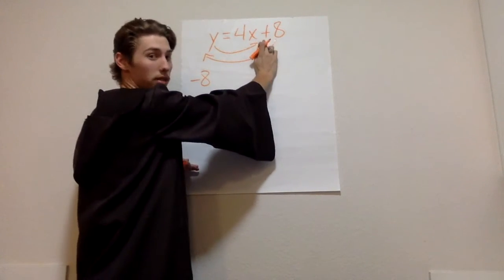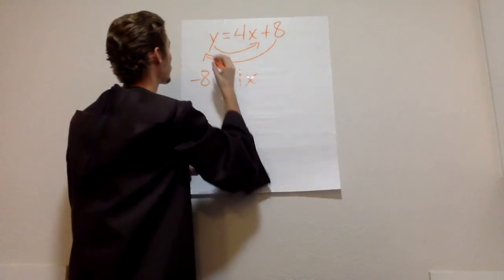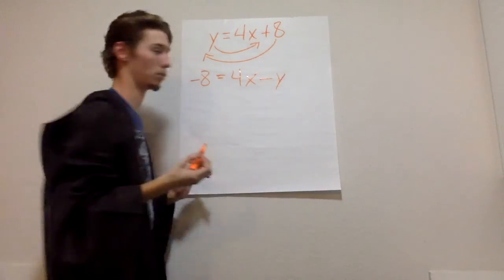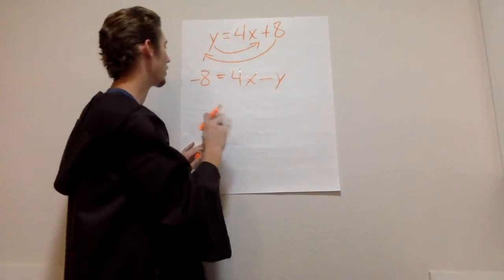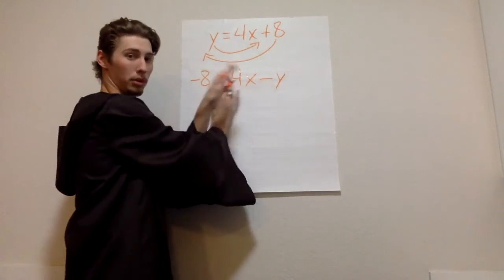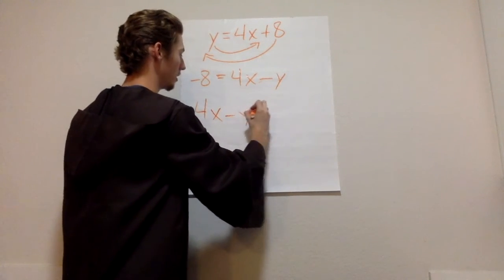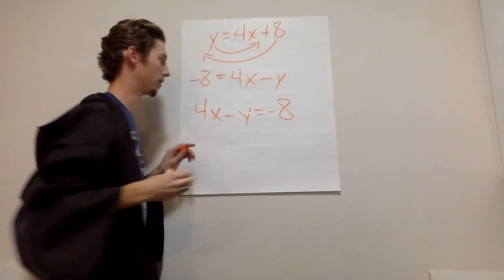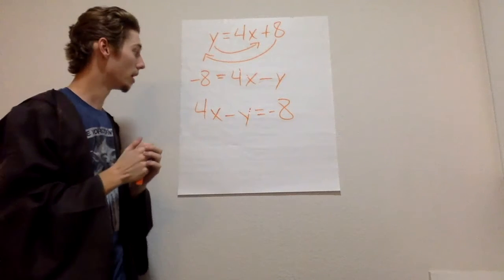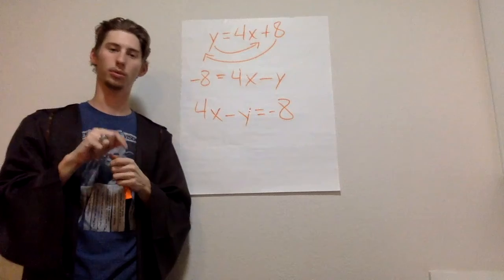because it was originally positive, equals 4x. And then this was a positive y, so when it moves over, it becomes -y. And then, just so that it looks exactly like standard form, I'm just going to flip the sides of this. So we've got positive 4x minus y equals -8. That would be the final answer for the equation of the line that is perpendicular to our original equation through the point -3, -4.